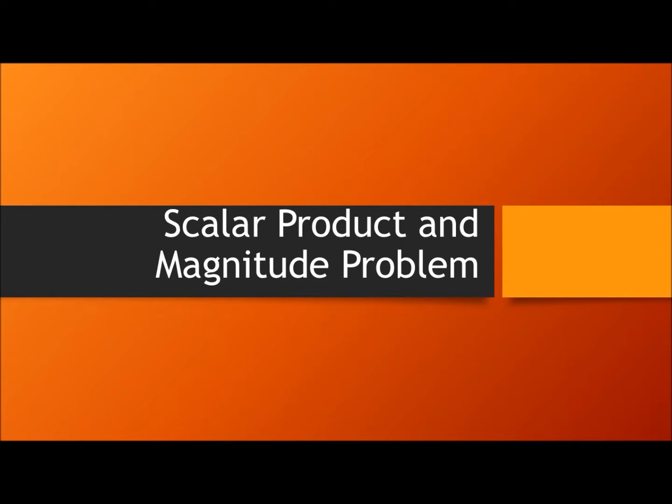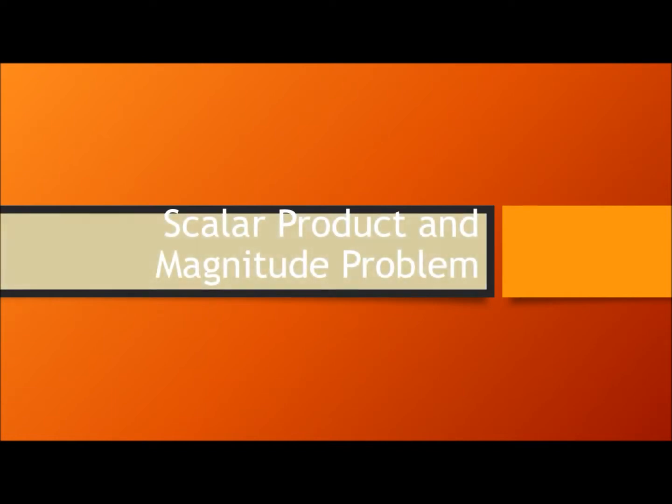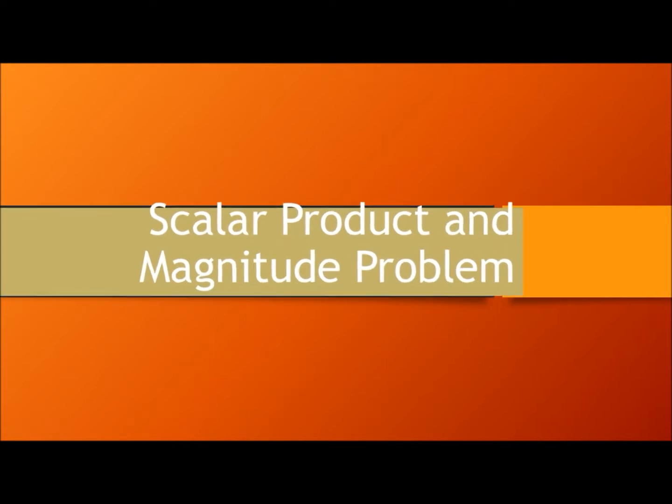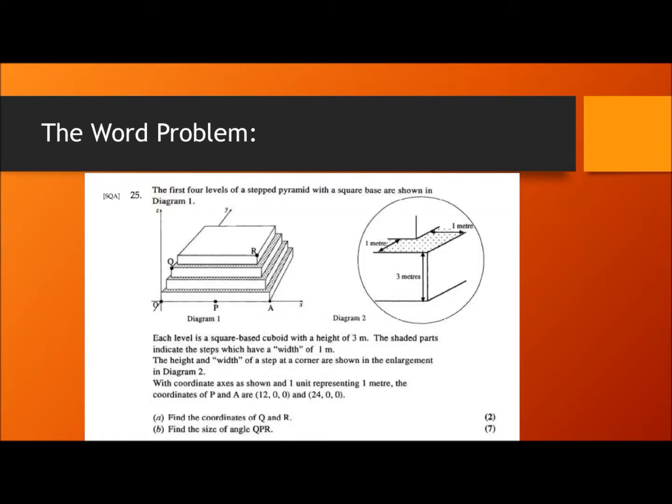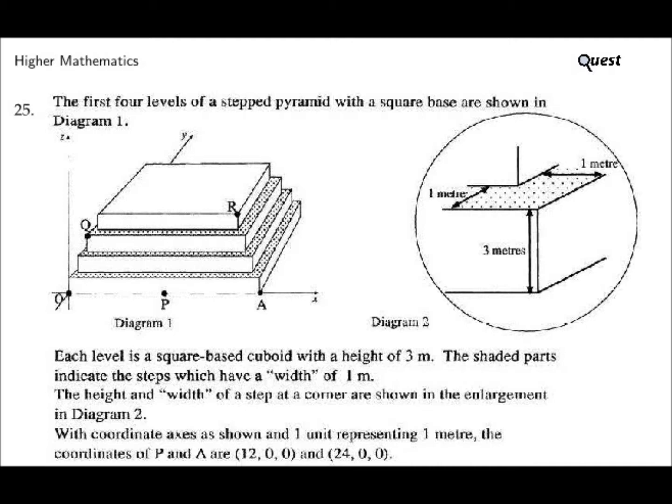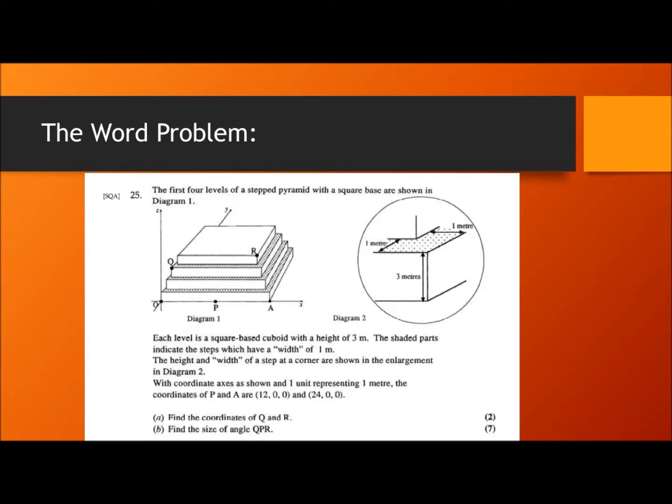As our following question, we are going to evaluate a scalar product and magnitude problem. The question states, the first 4 levels of a stepped pyramid with a square base are shown in diagram 1. Each level is a square-based cuboid with a height of 3 meters. The shaded parts indicate the steps which have a width of 1 meter. The height and width of a step at a corner are shown in the enlargement in diagram 2, with coordinate axes as shown and one unit representing 1 meter. The coordinates of P and A are 12, 0, 0 and 24, 0, 0.